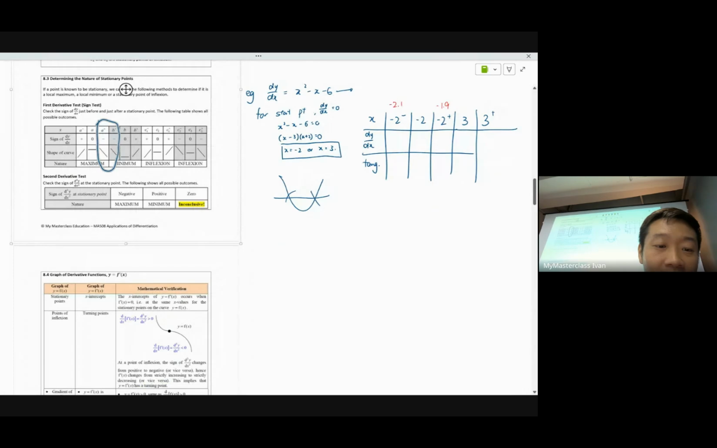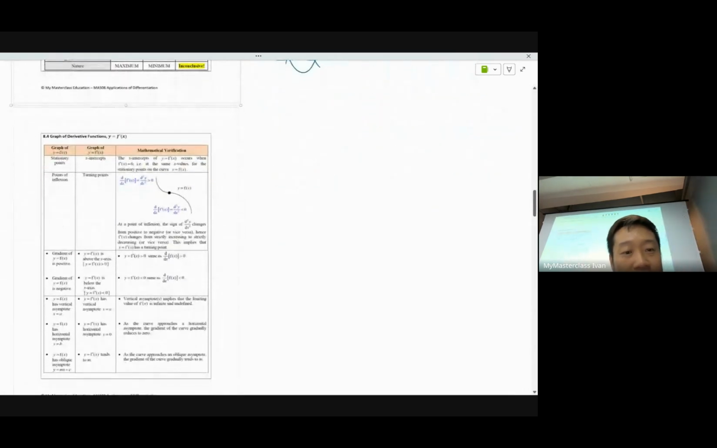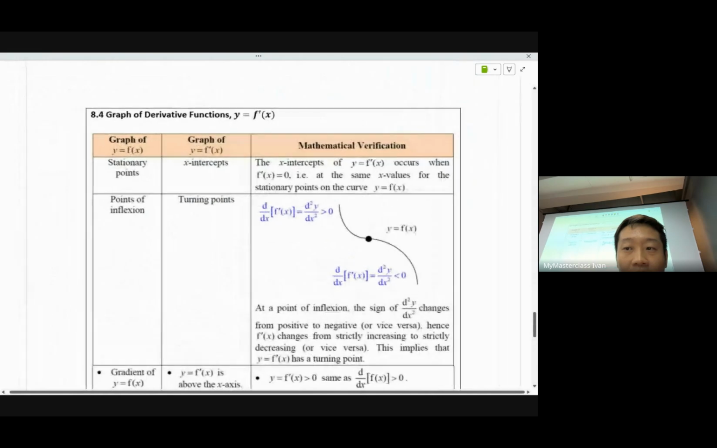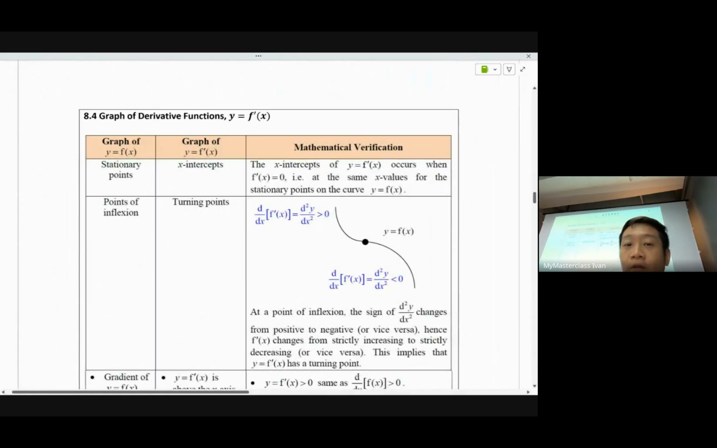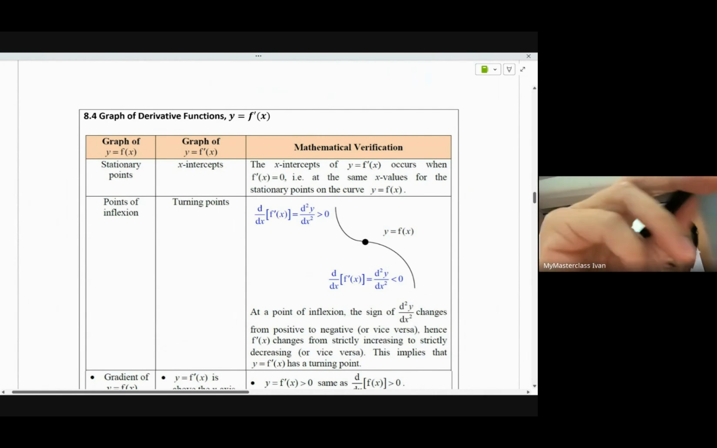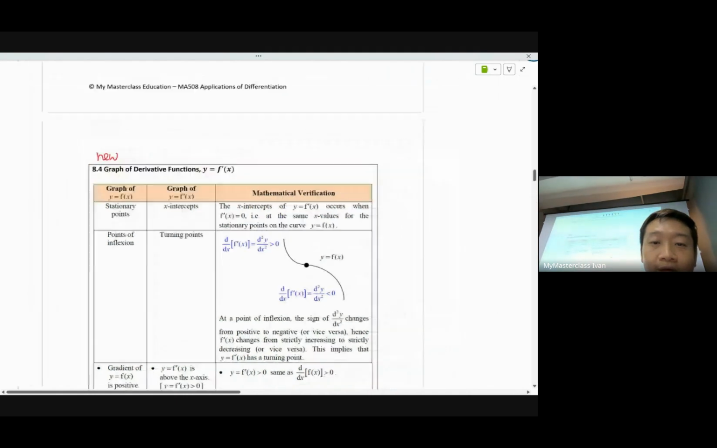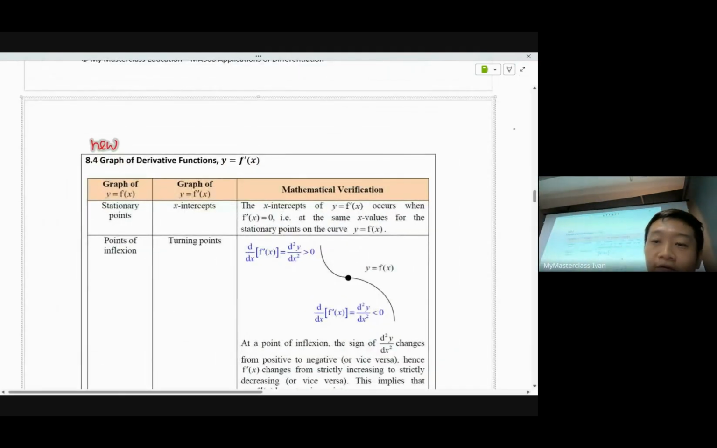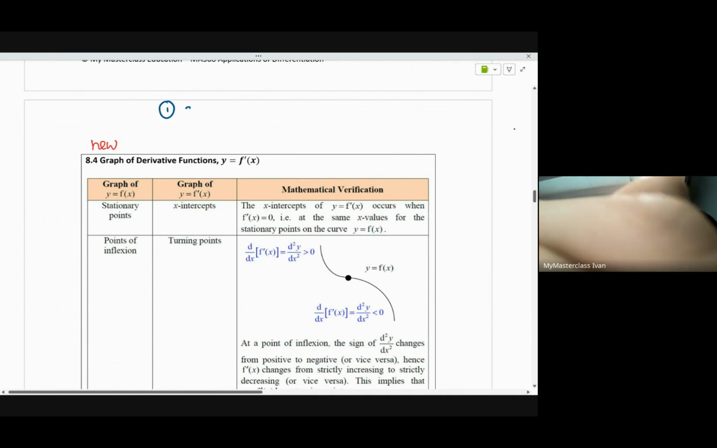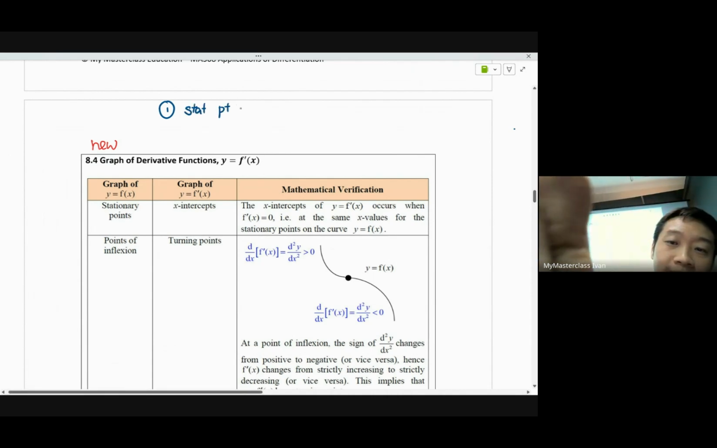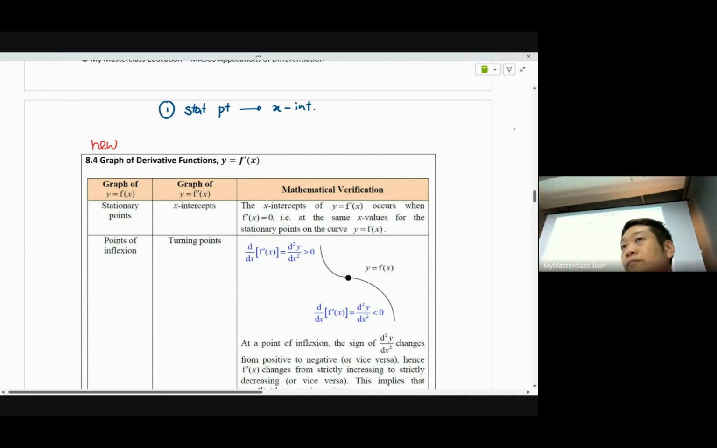Okay, can? So the graph of the derivative, turn to the next page. The graph of dy/dx is the new thing that is important. Write down new. I want to tell you 3 steps that are simple. Number 1, any stationary point will become an x-intercept. Write down first.